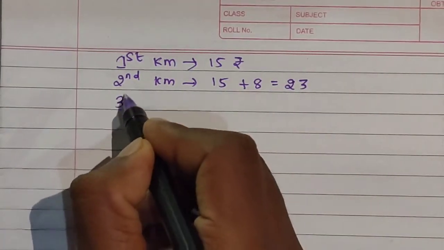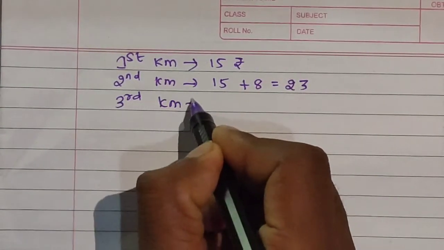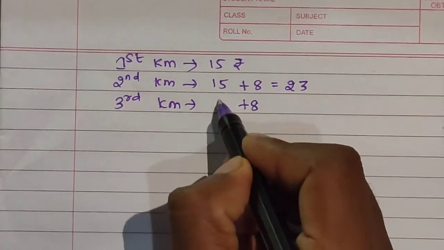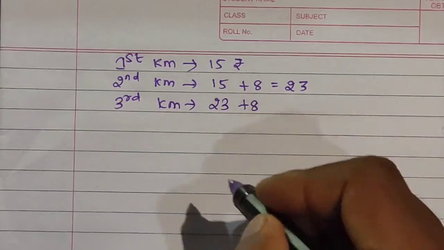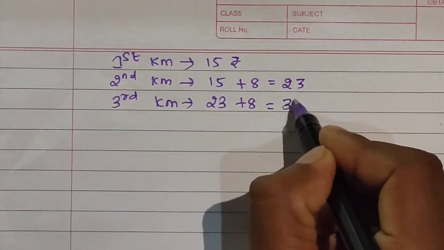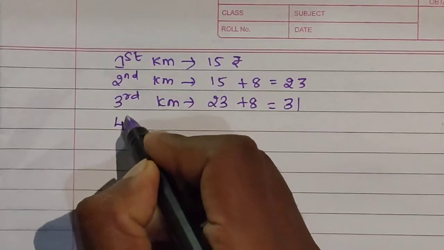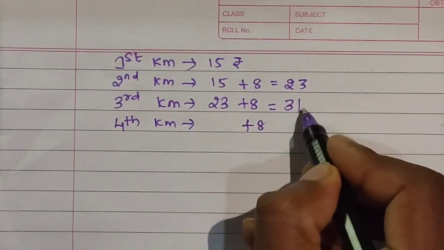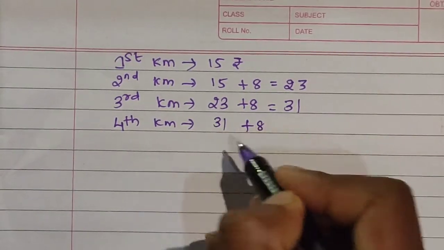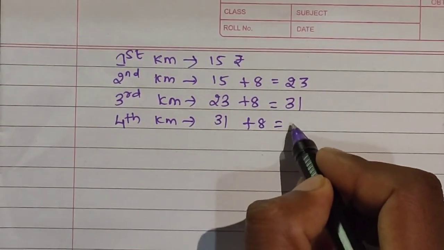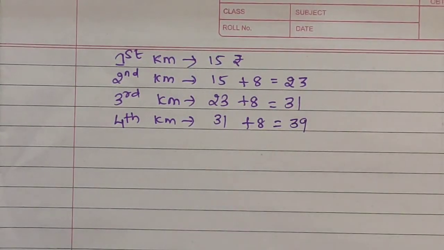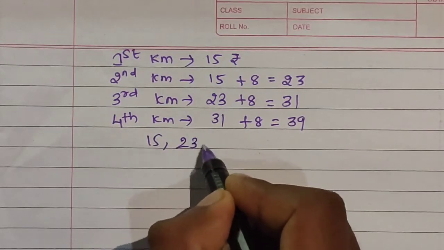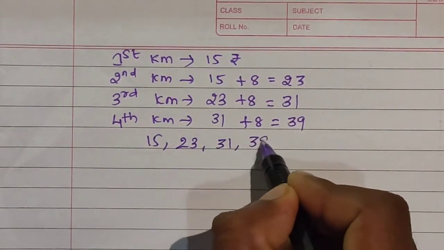If I travel the third kilometer, I need to pay again 8 rupees to the previous one. Previously I already paid 23 rupees. 23 plus 8, total value is how much? It is 31. For traveling the fourth kilometer, I need to pay again 8 rupees extra to the previous one. Previously I already paid 31 rupees plus 8, total value is 39. You can observe the numbers: 15, 23, 31, 39.